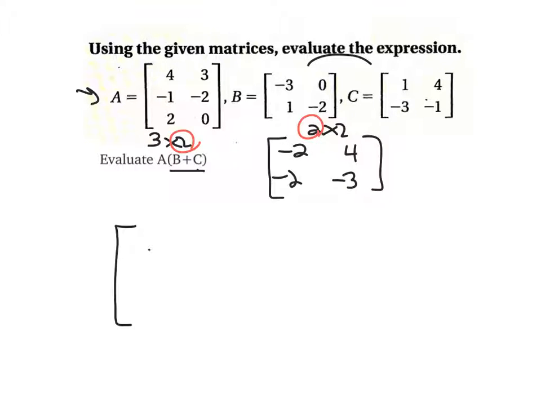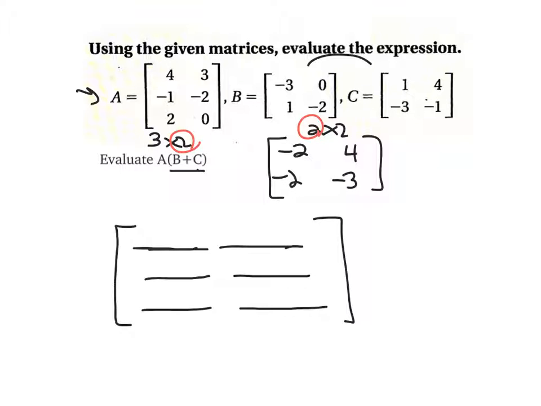A 3 by 2 means 3 rows and 2 columns. So I'm going to go 3 rows, 2 columns, 3 rows. I'm kind of making my blanks a little bit bigger because I think I'm going to have 3 numbers in each one. So here I go. I'm going to go same pattern.